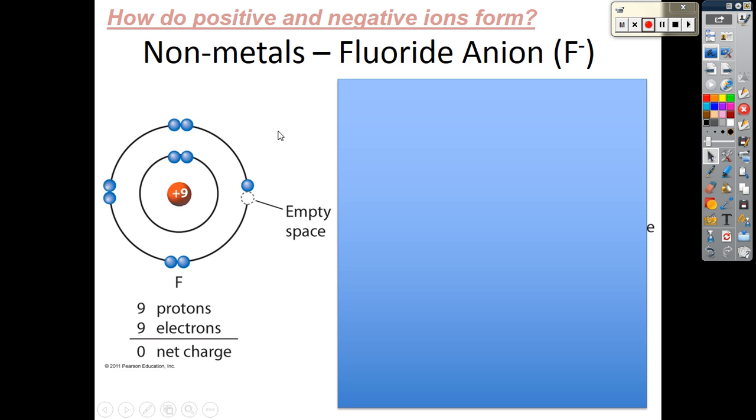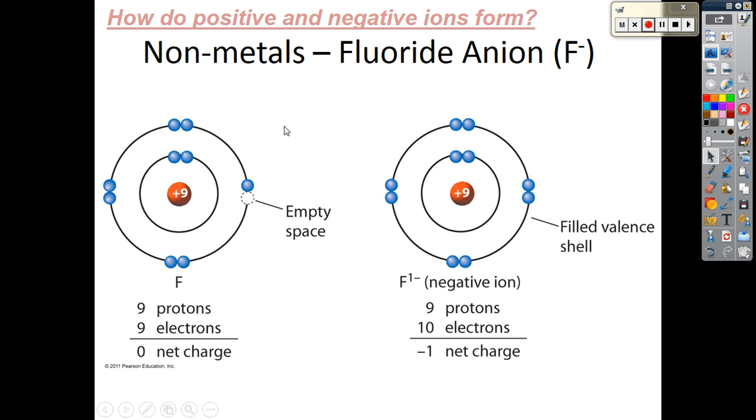What about fluorine? You have a regular fluorine atom here, which has 9 protons and 9 electrons. Fluorine has 7 of those electrons in its outer shell. If it had only 1 more, it would have a full outer shell. So if it does gain that 1 electron, it will now have a negative 1 charge. And the name actually will change for fluorine to fluoride, the fluoride anion, as we'll discuss a little bit later.